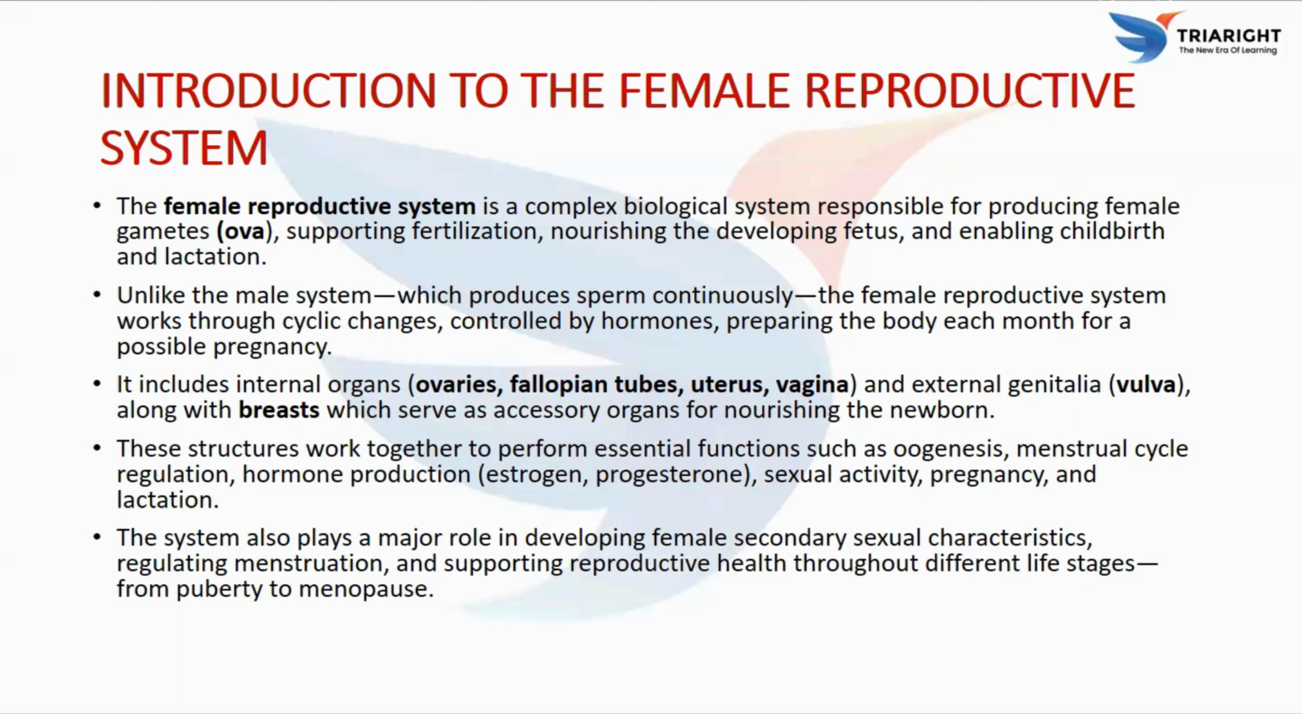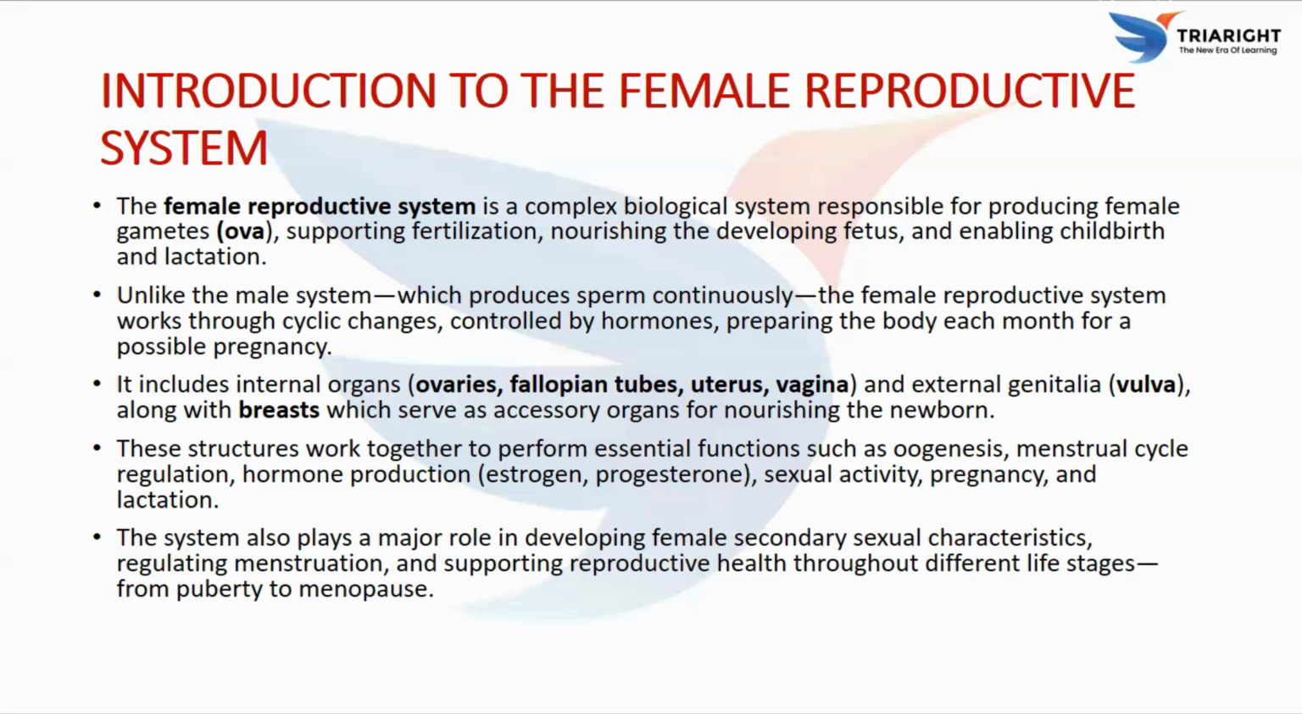So what is the accessory organ of the female reproductive system? It is the breast, because the breasts produce milk after childbirth. These are important for feeding and also for bonding with the newborn. So these are the organs of the female reproductive system.